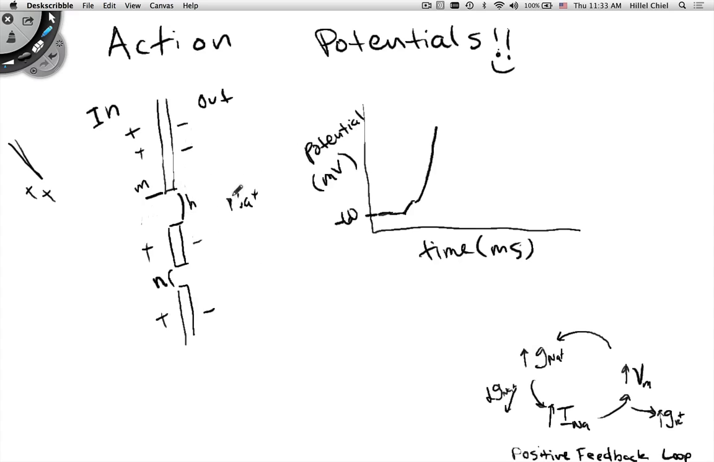Now what happens to the N gate, which is also slow? This would open, I guess. It opens. And this is the potassium gate.